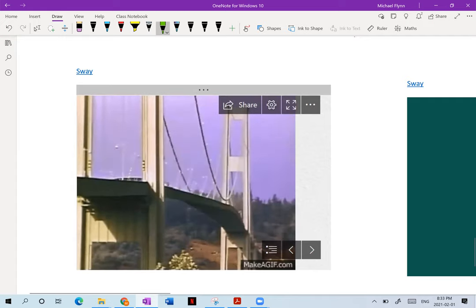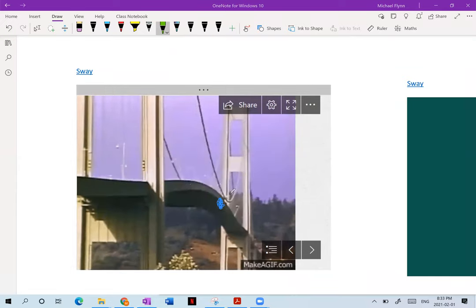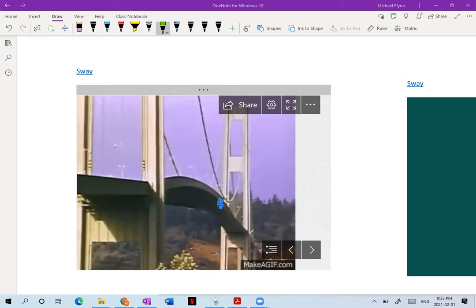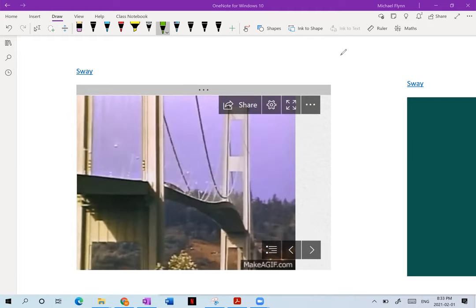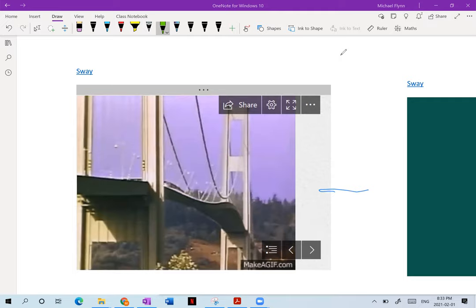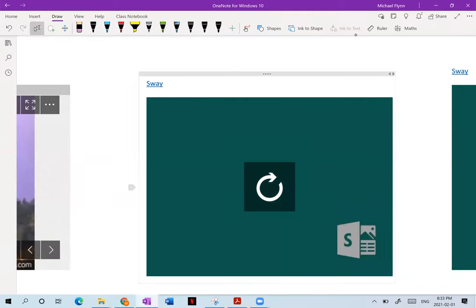I'm hoping these animate, you're seeing my annotations. There's a node right there. That's not moving very much, okay? And here you're seeing the two antinodes. So anyway, that is an interference pattern, okay? Now this is undesirable. We don't like our buildings to do that. So now let's take a look at another picture of the Tacoma Narrows Bridge.